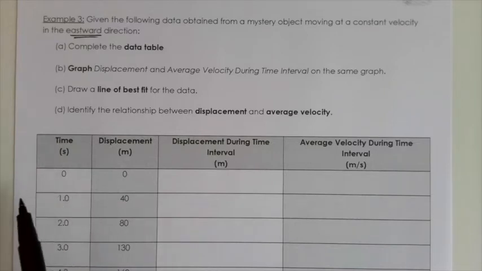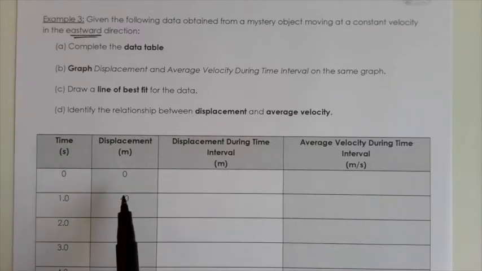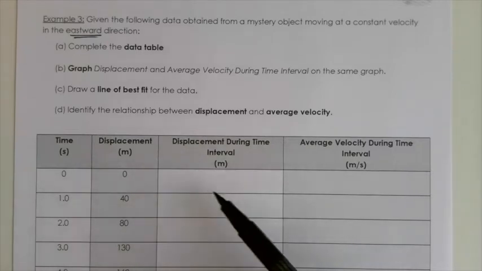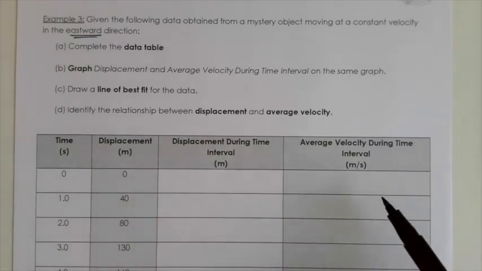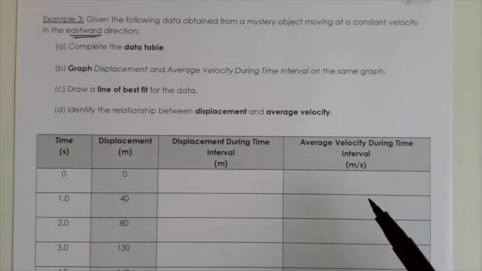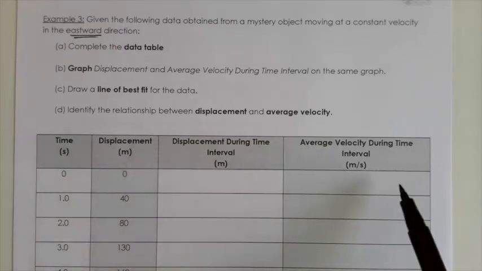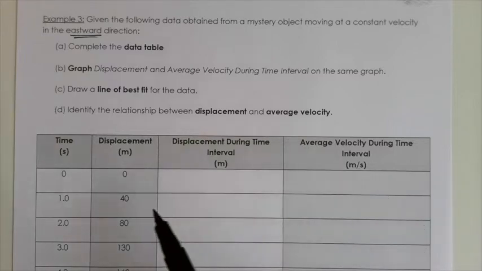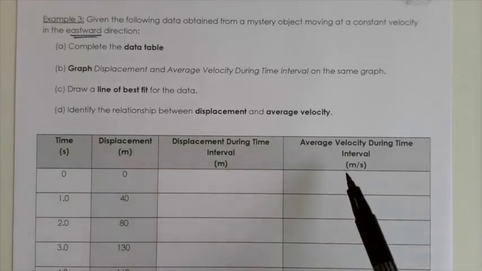We're given the time interval and the displacement of the mystery object. We need to calculate the displacement during the time interval and the average velocity during the time interval. We're then going to graph this column and this column on the same graph on the next page, and we're looking to identify the relationship between these two variables here.